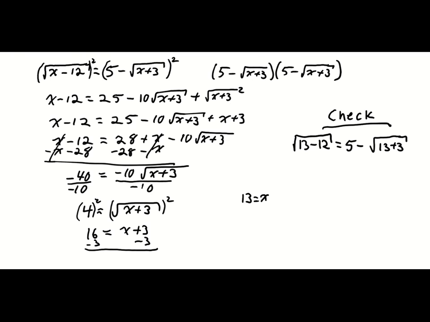Well, 13 minus 12 is 1. 13 plus 3 is 16. Square root of 1 is 1. Square root of 16 is 4. 5 minus 4 is 1. So 1 equals 1. That checks out. So we do get to keep our solution of 13. Remember, if it hadn't worked out, then we would have said there was no solution to this equation.